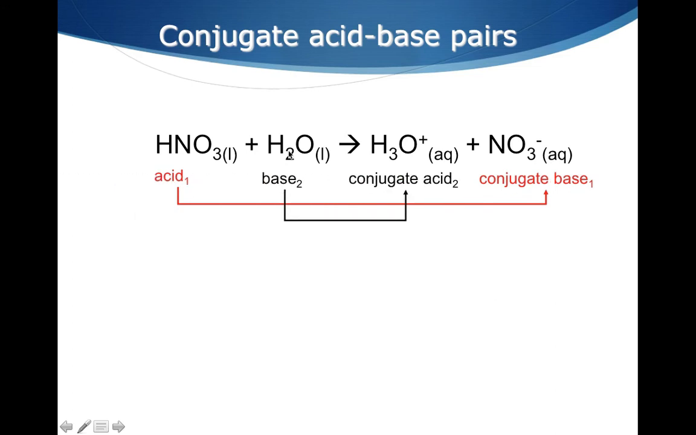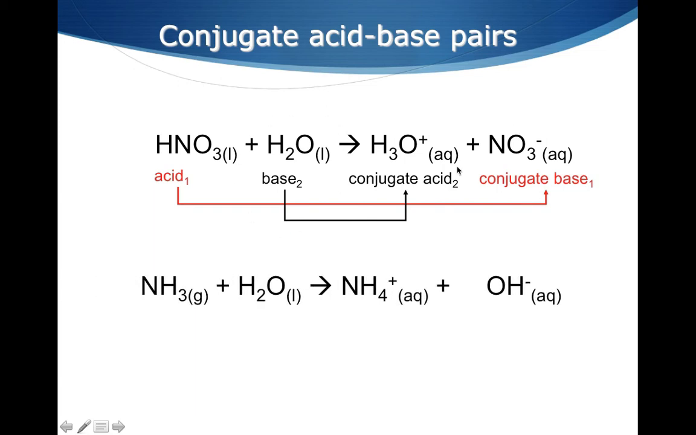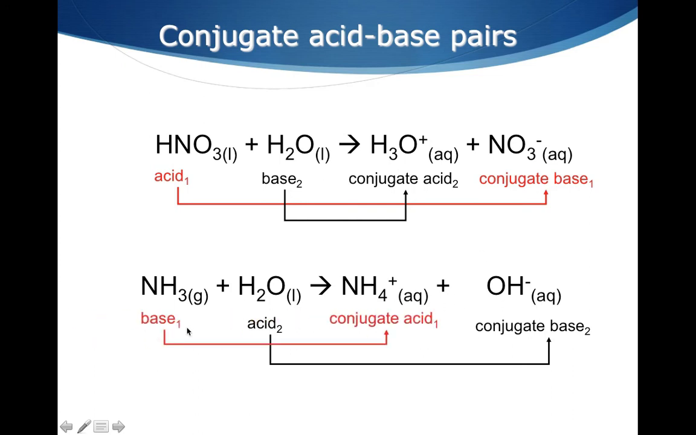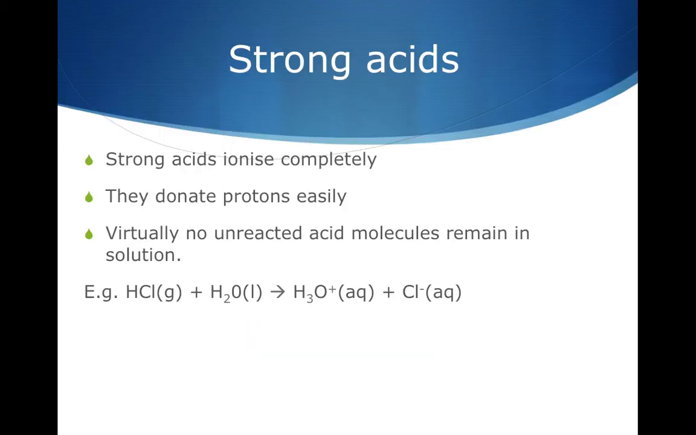Water is able to be either a base or an acid. So in this case it can accept protons to make its conjugate acid. But if we put it with ammonia, then it's going to act as the acid, donate the proton to become hydroxide ions. And this is going to act as a base and make its conjugate acid, the ammonium ion.